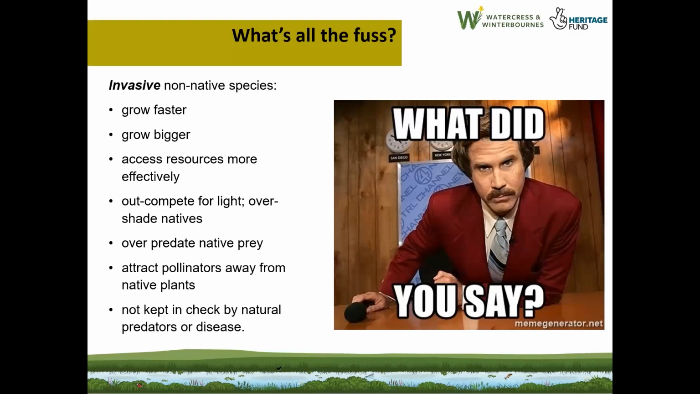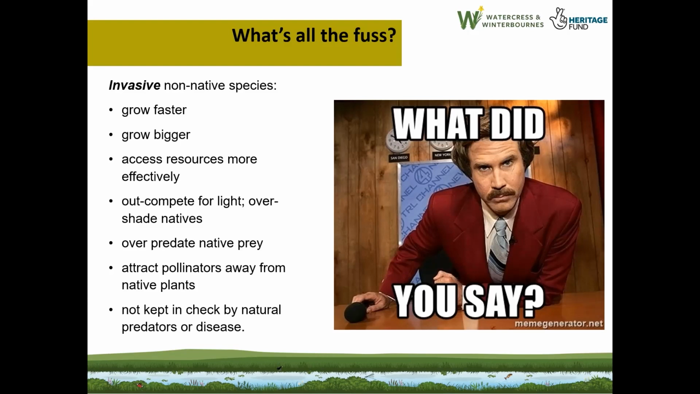Why are these a problem, and why do we want to think about biosecurity around them? These are things, plants or animals, that grow faster or bigger than native plants. They access resources really, really efficiently and effectively. So that means a resource would be sunlight or nutrients in the soil or water, or space or a mate or some way of spreading seeds.